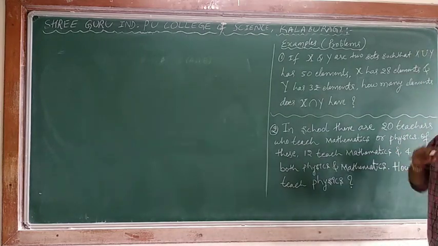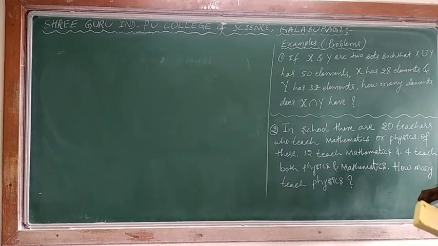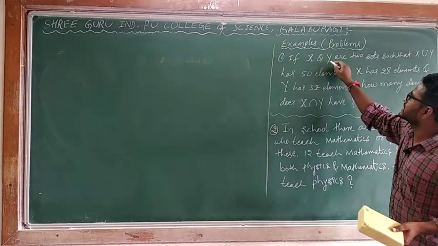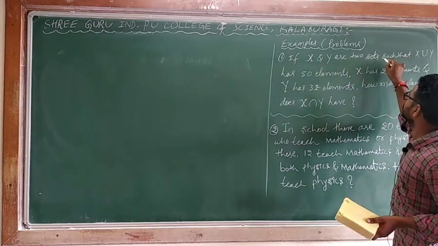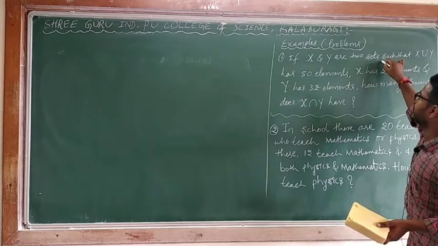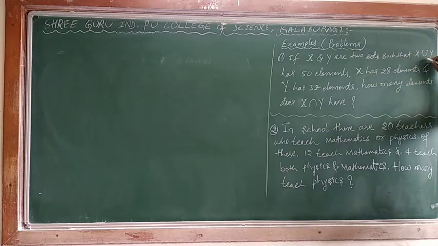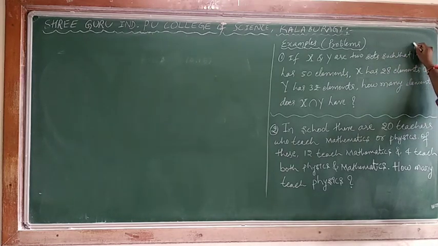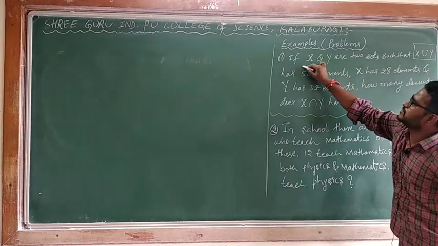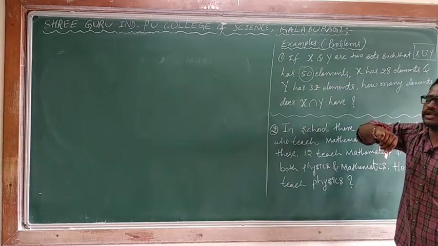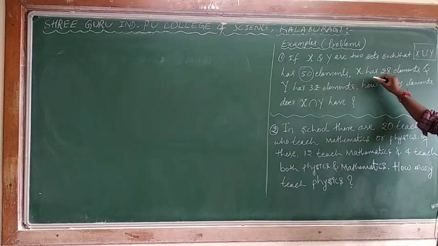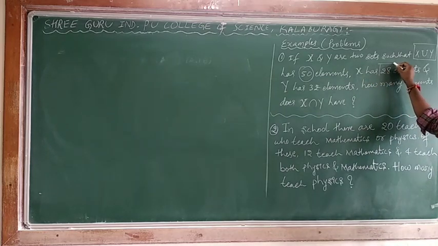First one, what is the problem? Listen to me, concentrate. If X and Y are two sets such that X union Y has 50 elements, X has how many elements?